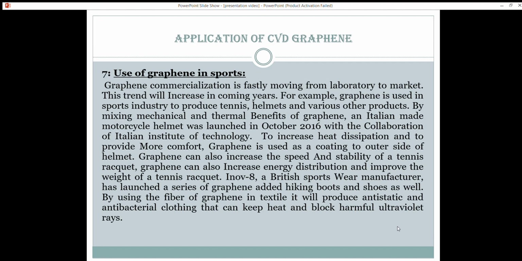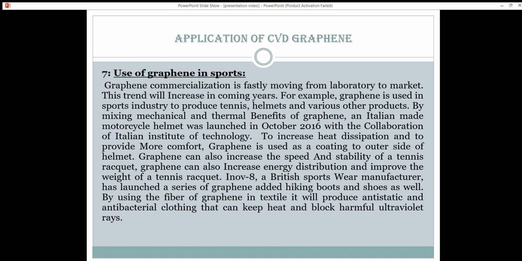Moving next, we will see uses of graphene in industry. That is how we will use graphene at a sports level. Graphene commercialization is fast moving from laboratory to market. This trend will increase in coming years. For example, graphene is used in the sports industry to produce tennis rackets, helmets, and various other products. By mixing graphene and using its thermal benefits, an Italian-made motorcycle helmet was launched in October 2016 in collaboration with the Italian Institute of Technology.